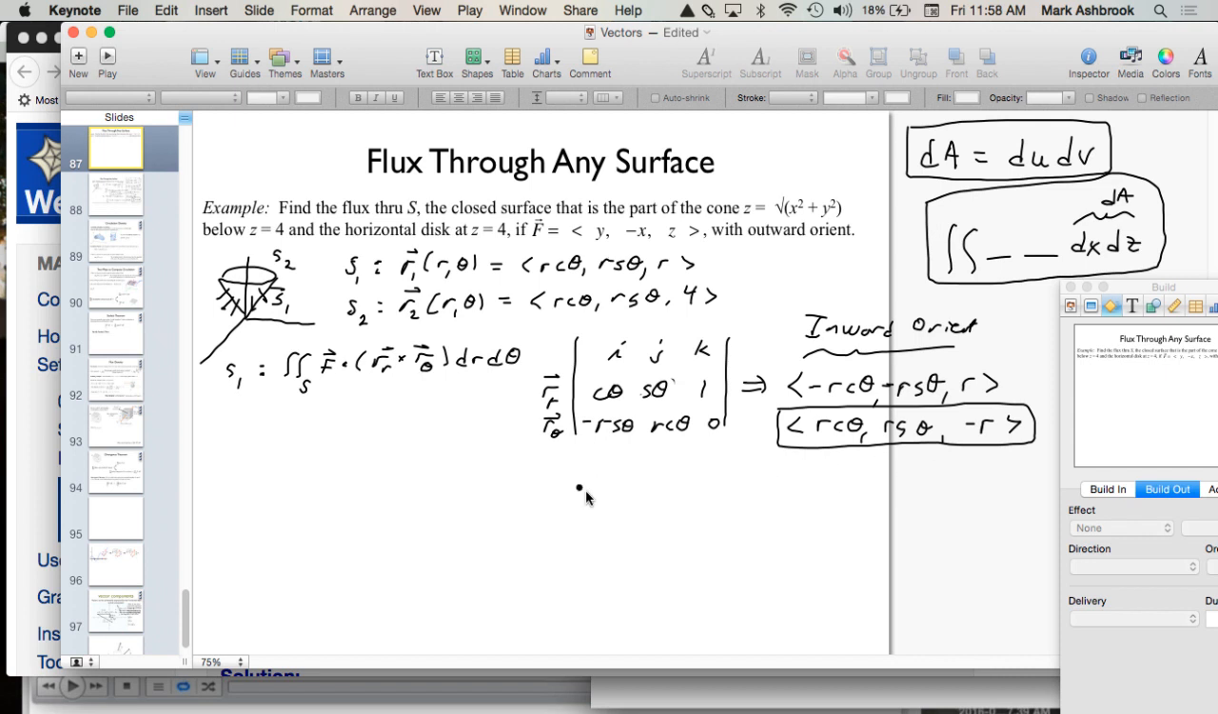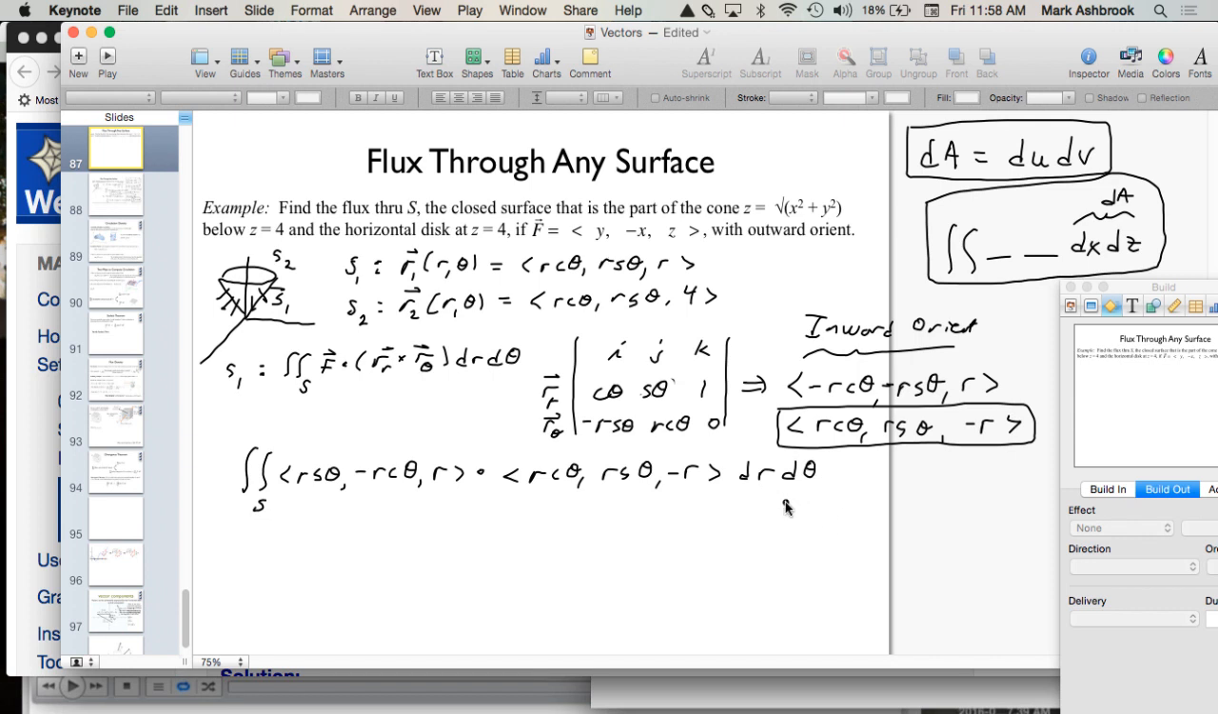Okay, so we got that, and so now we're ready to set this up. F is y, negative x, z. So we're going to use our x, y, and z from S1, over the surface. F is y, so it'll be r sine theta. Negative x is negative r cosine theta. Z is r. Now we're going to use this one, right? We want the outward oriented one. r cosine theta, r sine theta, negative r, and then just simply dr d theta.